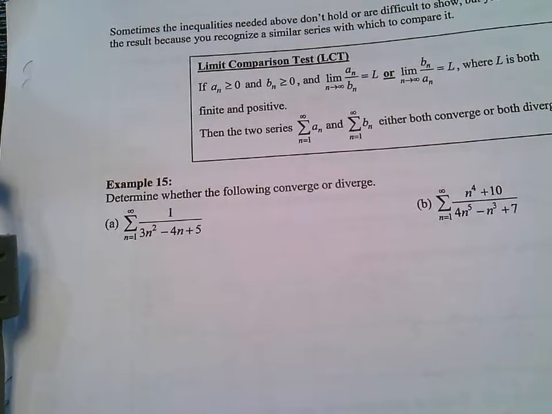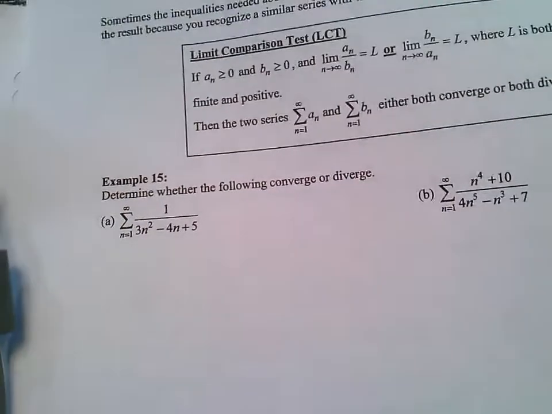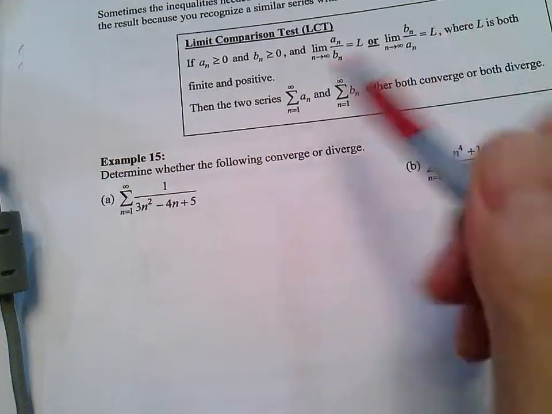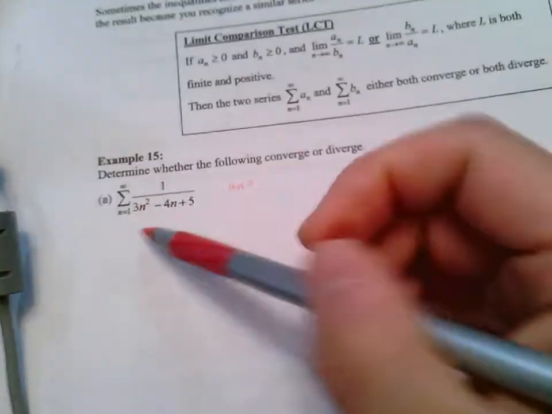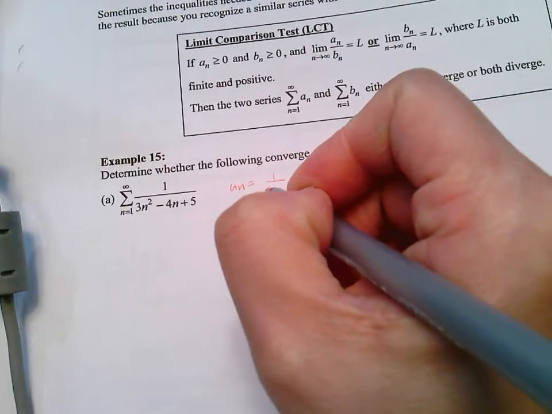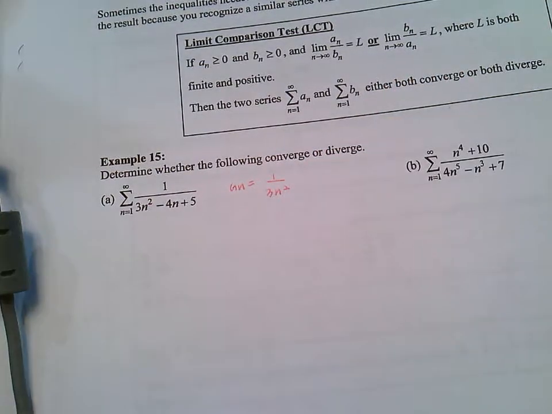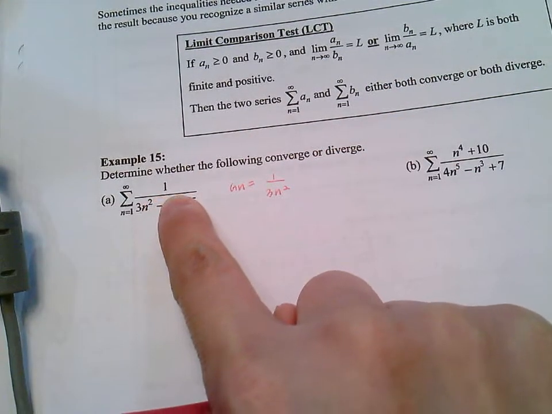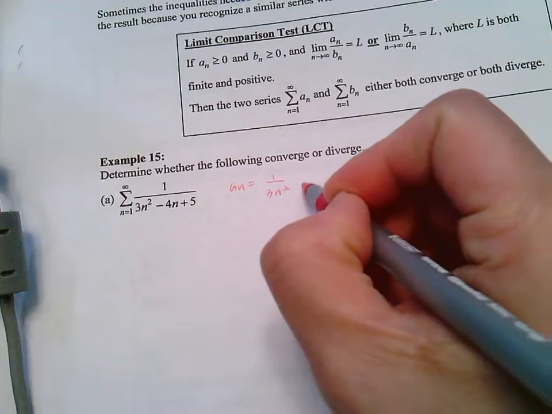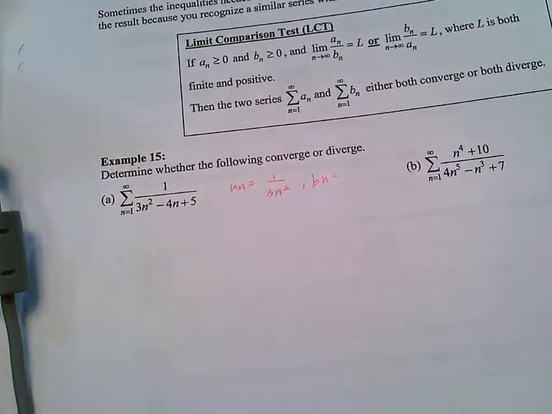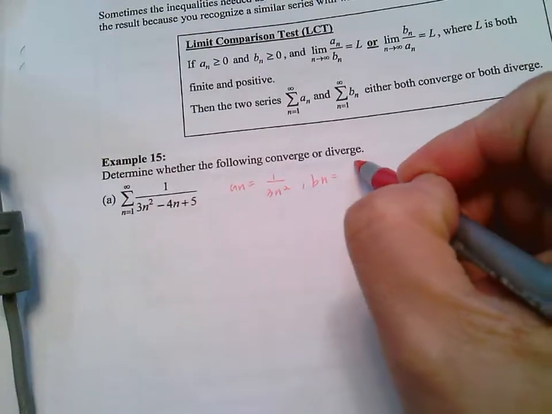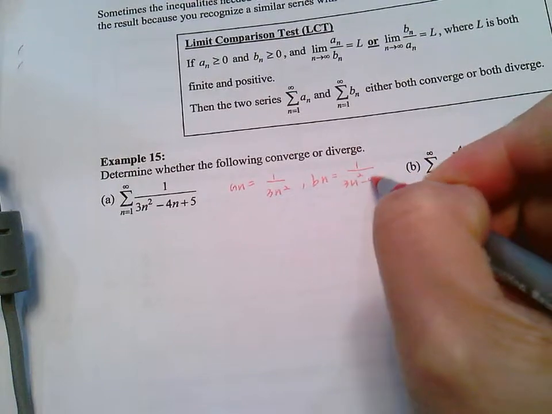Okay, so first of all, we need to determine which one is a sub n and which one is b sub n. When you determine a sub n and b sub n, a sub n should be the leading term of the top and bottom. Which means a sub n will be 1 over 3n squared, right? Because the leading term of the denominator is 3n squared, and the 1 is the leading term of the numerator. So this is my a sub n. And my b sub n will be my whole fraction. So this is my b sub n, which is 1 over 3n squared minus 4n plus 5.